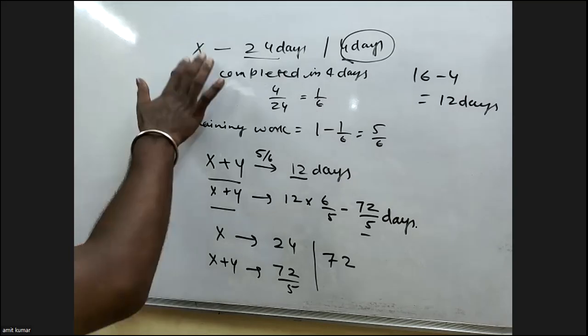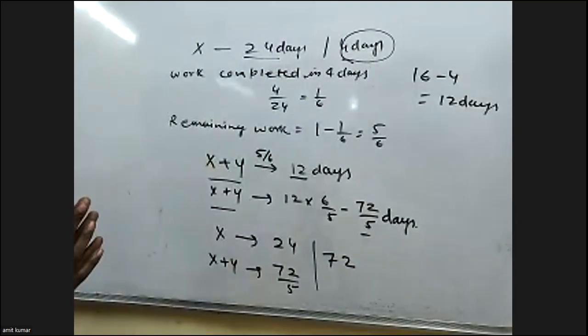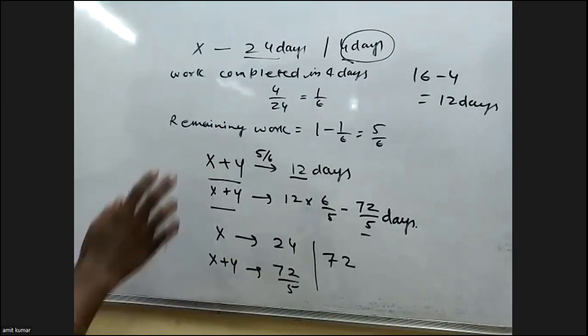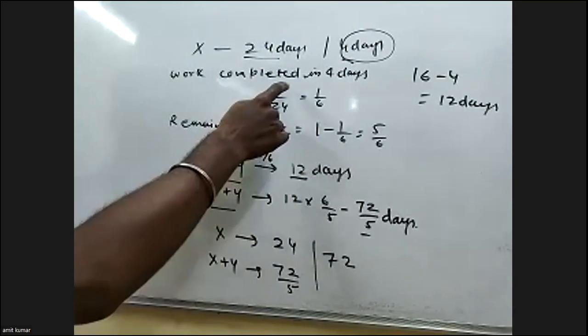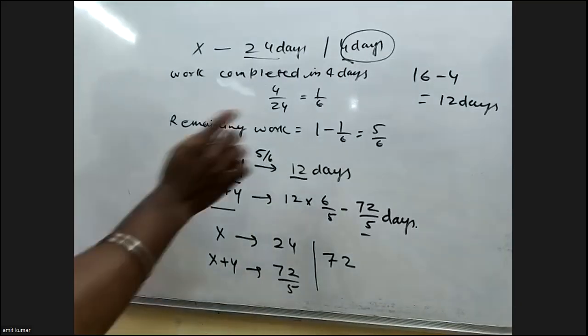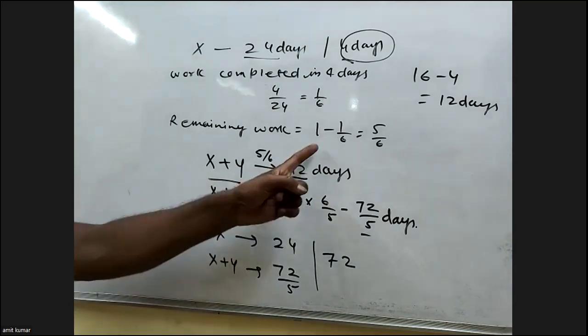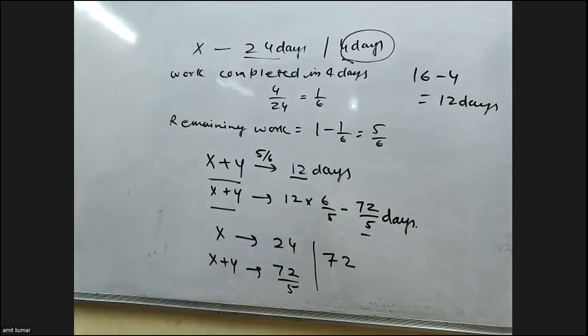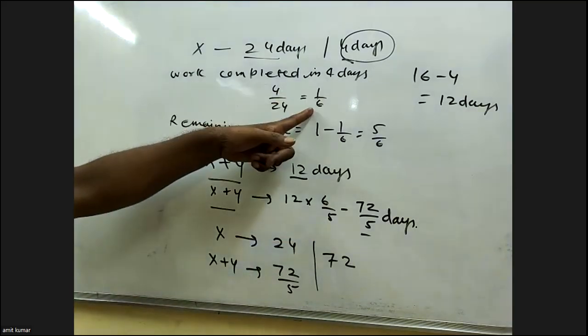If X can do a piece of work in 24 days, he worked for 4 days. So, what we are going to do is, the work that was completed in 4 days will be the fraction of work 4 by 24. That is 1 by 6. In that case, we always assume the whole work as 1. So, what will be the remaining work? If 1/6 of work is completed in 4 days, what is the remaining work? That is 1 minus 1/6, that is 5/6.